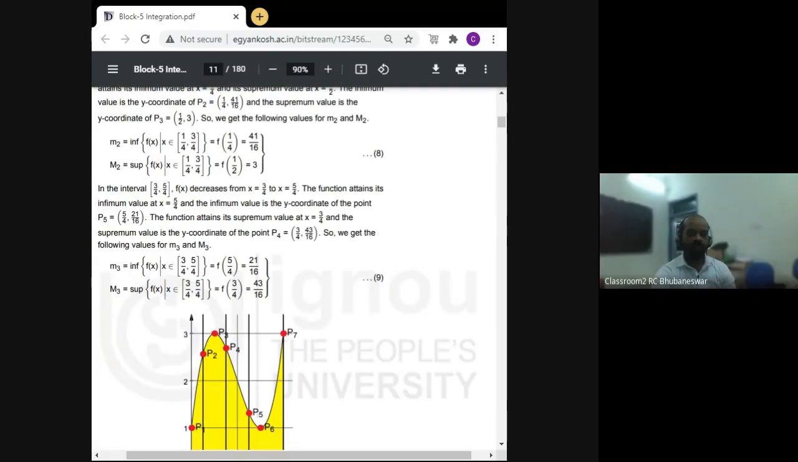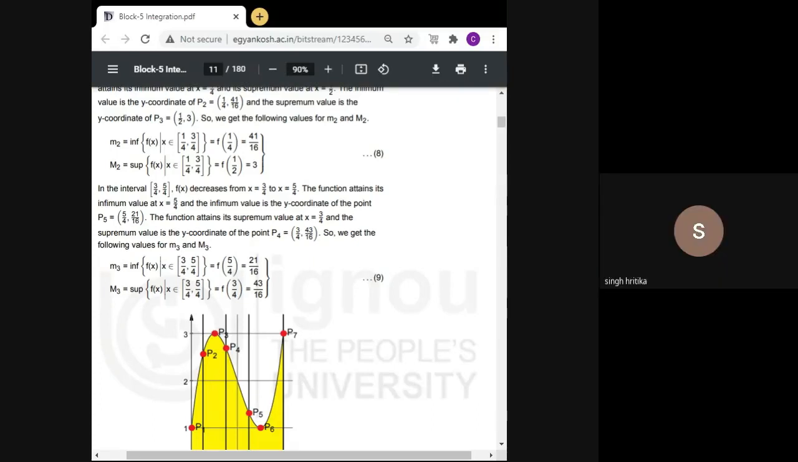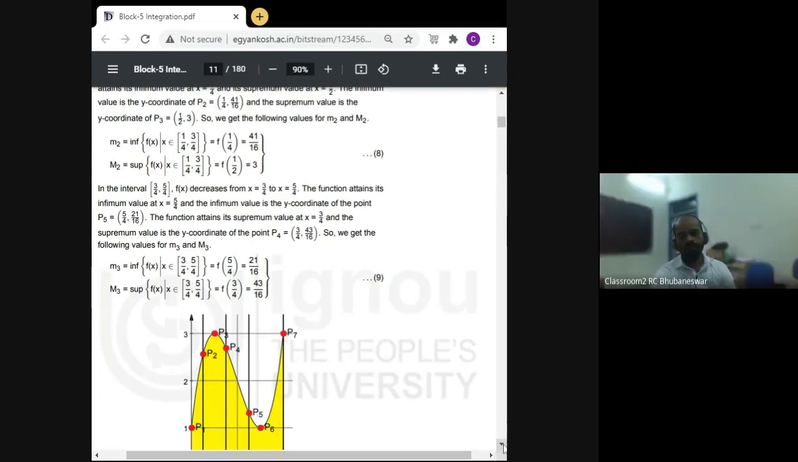At 1/2, because clearly 1/2 lies inside this interval of 1/4 and 3/4. Exactly at 1/2, look at the point P3, that red mark. P3 is the maximum or largest value of the function in this particular second interval. Clear? Okay, sir. Thank you.